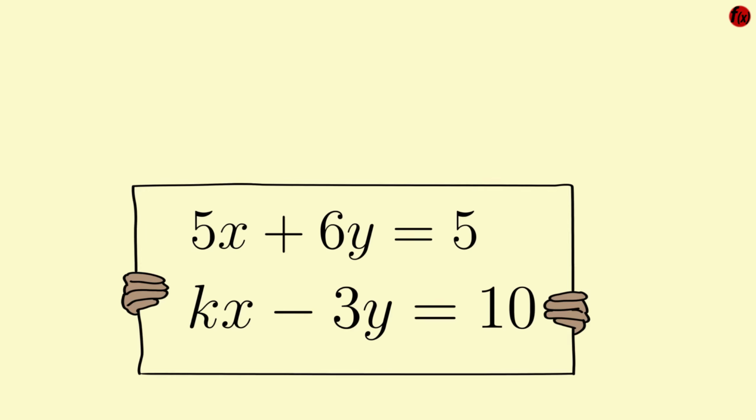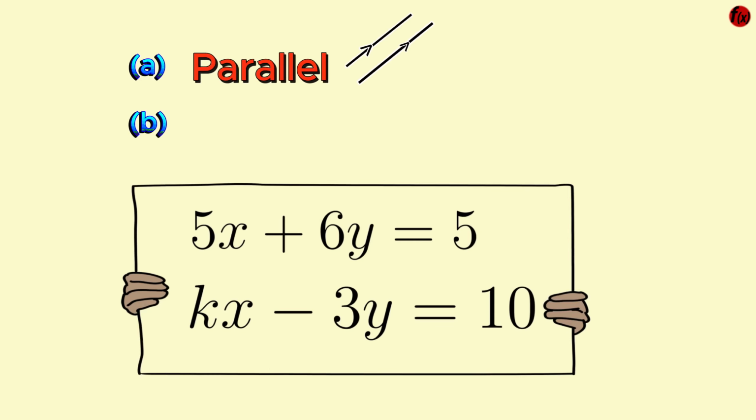Calculate the value of k when two lines given by the equations 5x + 6y = 5 and kx - 3y = 10 are (A) parallel and (B) perpendicular.